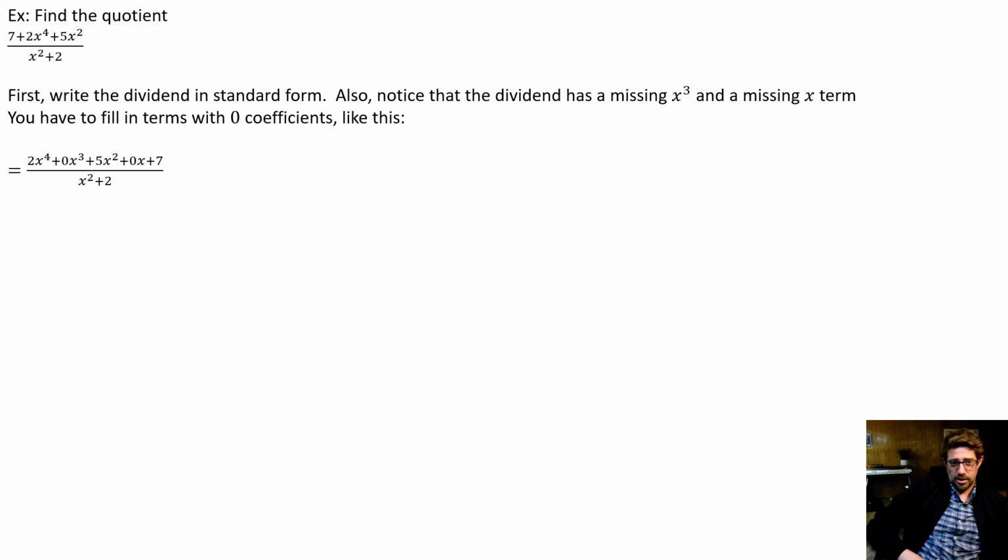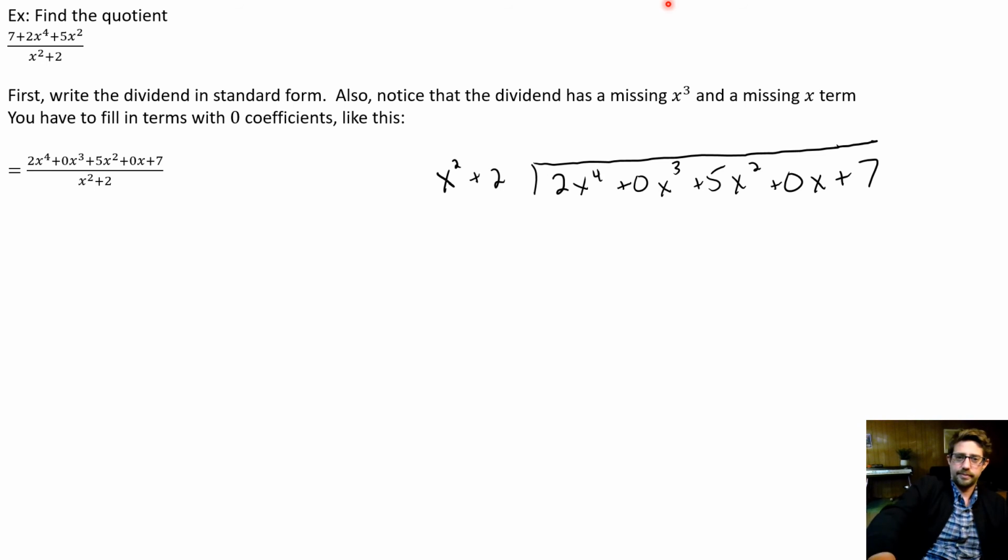Okay, so we're dividing 2x to the fourth plus 0x cubed plus 5x squared plus 0x plus 7 by x squared plus 2. Okay, so here we go. So now it's the same as last time. So it was just that bit of setup. All right, so that means this divided by that, and here we go. We've got to think of how many times does x squared go into 2x to the fourth? Or what is 2x to the fourth over x squared? Well, it's 2x squared, right? We need a 2 to get it to 2, and then we need an x squared to get it to x to the fourth. So that's your first term that's going to go up here, a 2x squared.